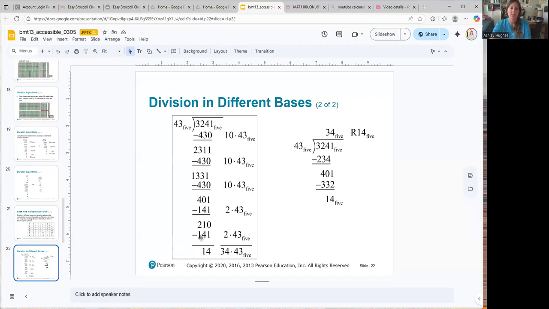And subtract, and then you can do that again, and you get 14 left. And so that's how we get 34. This is 110, 210, 310, so that's 30. And then you have 2 2s, so that puts you to 4. And then you have a remainder of 14.